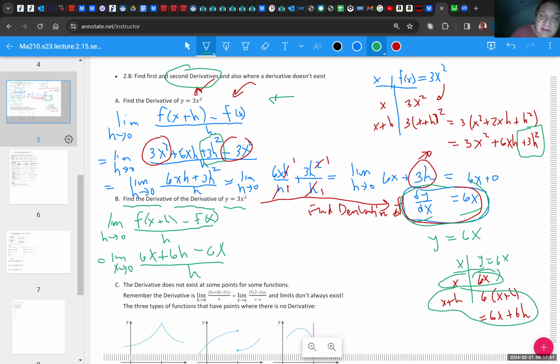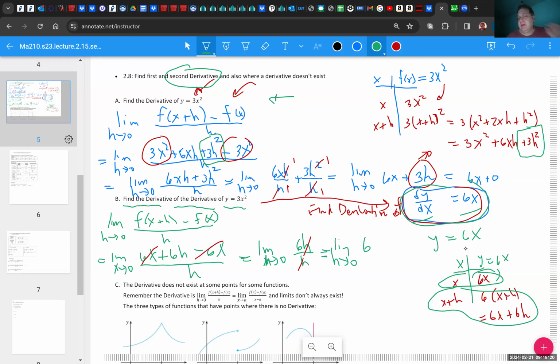And then I'll see if I can do some algebra simplification. In this case, I have a positive 6x and a minus 6x. Those add to 0. So I'm left with the limit as h approaches 0 of 6h over h. And these h's will divide out. That gives me the limit as h approaches 0 of just 6.